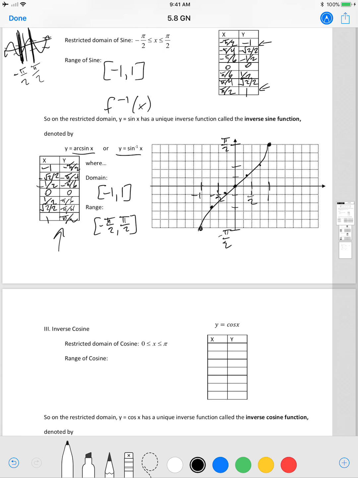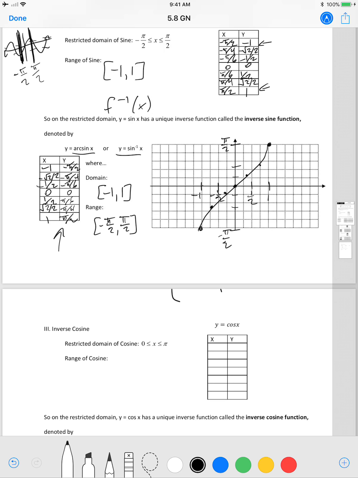So, do I need you to know how to get this graph? Will I ever ask you to graph the inverse sine function? No. But I do want you to understand why we're restricting the domain of the sine function, where this is coming from, and how we get the inverse, because you will definitely need to find inverses of functions.